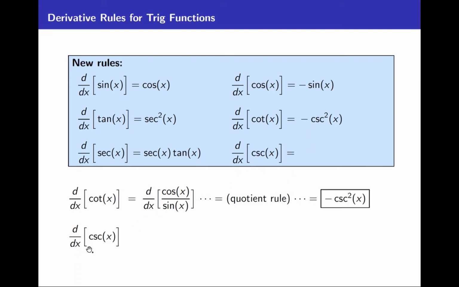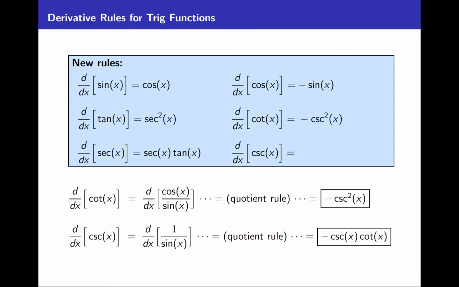For the final rule, the derivative of cosecant x, cosecant is 1 over sine of x, so again you can use the quotient rule, and again I'll leave the details to you. It works very similar to what we did on the previous page. You will find that you get negative cosecant x cotangent x. So that goes here. So at this point, we have 6 new trig function derivative rules. Up to this last one, the derivative of cosecant x is minus cosecant x cotangent x.